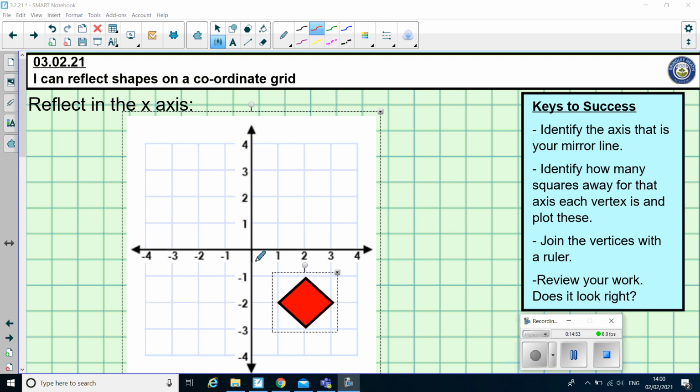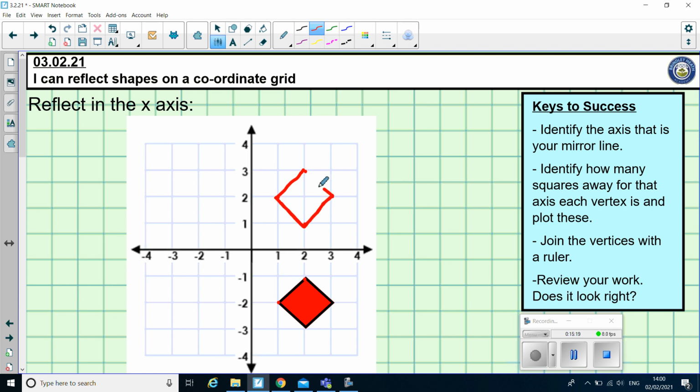All right, hopefully you've had a chance to have a go at that. Exactly the same. This time round, we just need to count the squares away. So I would start with the first vertex, it's 1 square away. This vertex here, this time it's 2 squares away. This vertex here is 2 squares away. And this vertex is 1, 2, 3 squares away. Join them together. Okay, and you have got your reflection. Hopefully yours looks a little bit like mine.